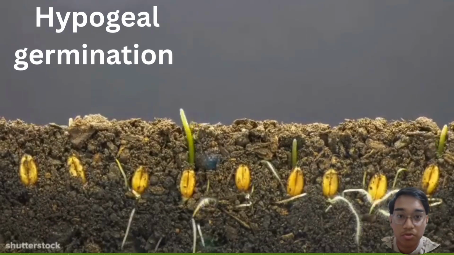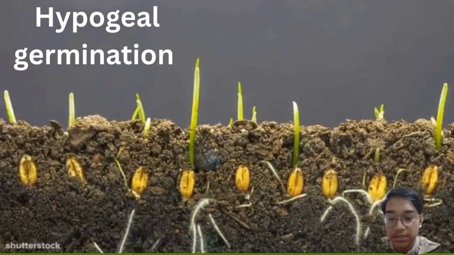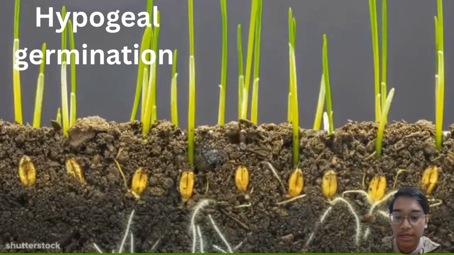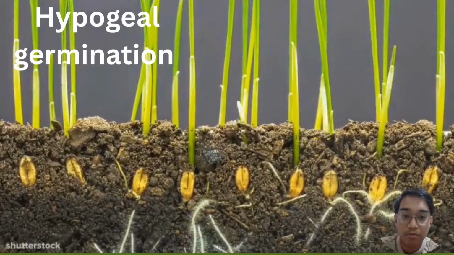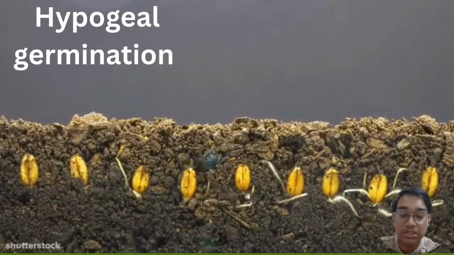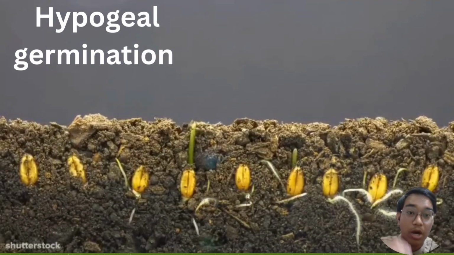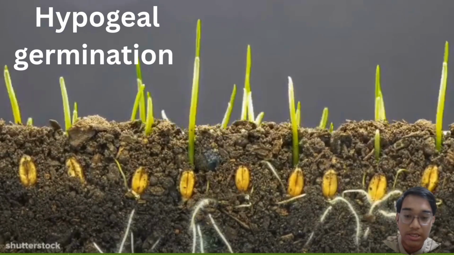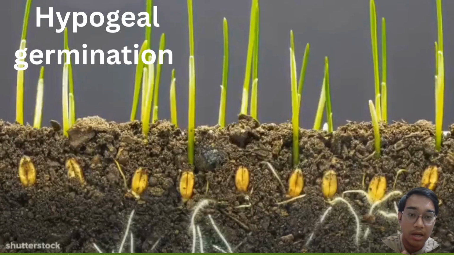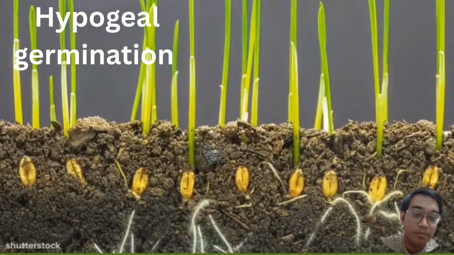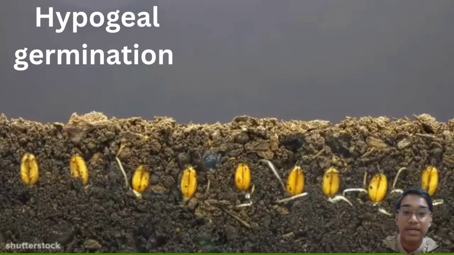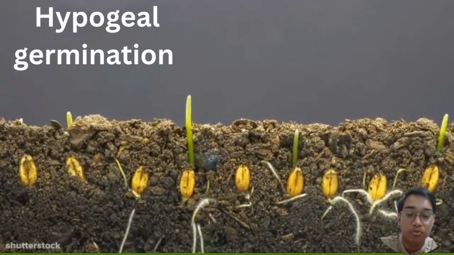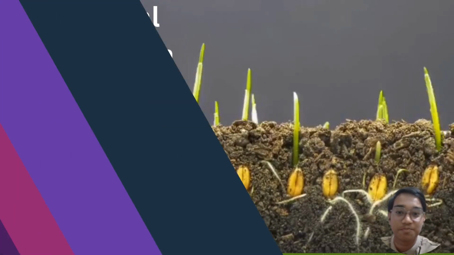As the shoot grows taller, the first true leaves appear above the ground. In this type, the cotyledons stay hidden below the soil, which is not the same as epigeal, where the cotyledons grow upward. But in hypogeal germination, they stay below the soil surface. So that's it for the germination types. After this, I will proceed to the conclusion.